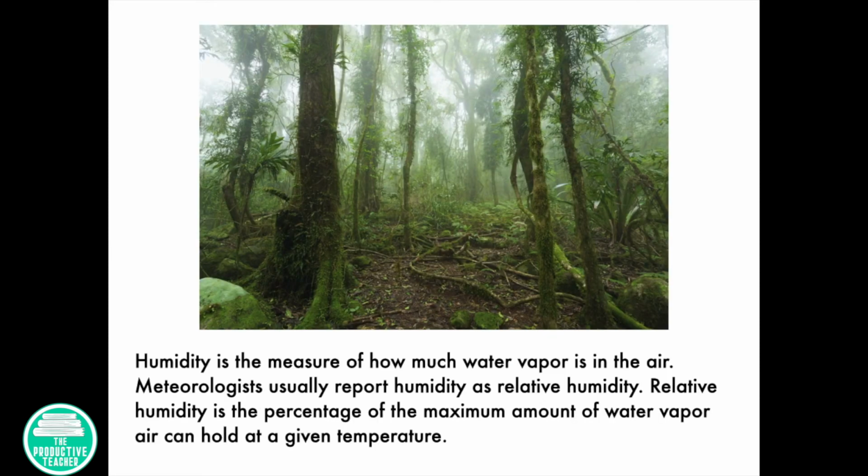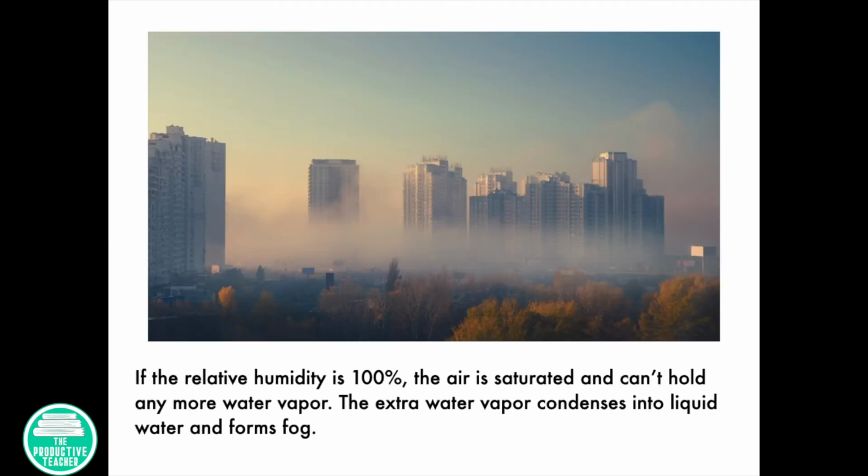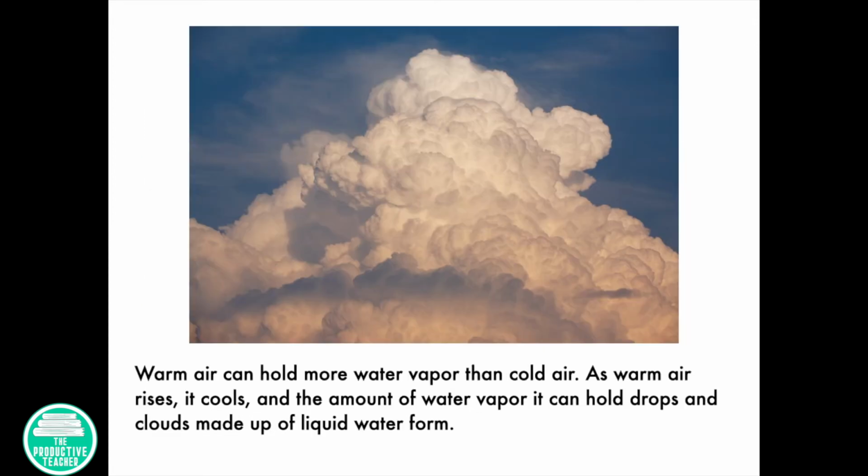Humidity is the measure of how much water vapor is in the air. Meteorologists usually report humidity as relative humidity. Relative humidity is the percentage of the maximum amount of water vapor air can hold at a given temperature. If the relative humidity is 100%, the air is saturated and can't hold any more water vapor. The extra water vapor condenses into liquid water and forms fog.